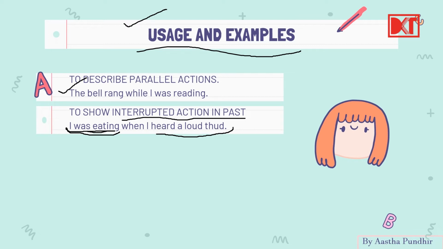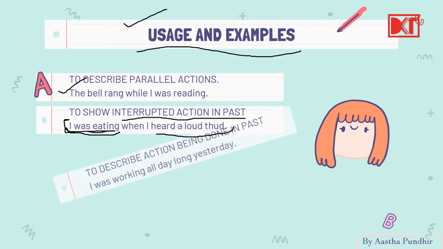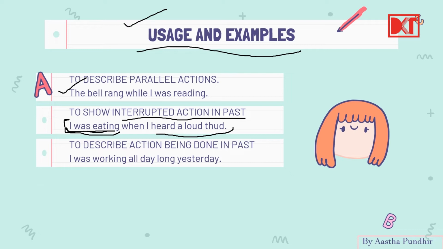So this action which is interrupted is eating, and that is in past continuous. Alright, then next, to describe action being done in past. जो action past में हो रहा था. Alright. For example, I was working all day long. मतलब पूरे दिन continuously I was working. So the action was being done.